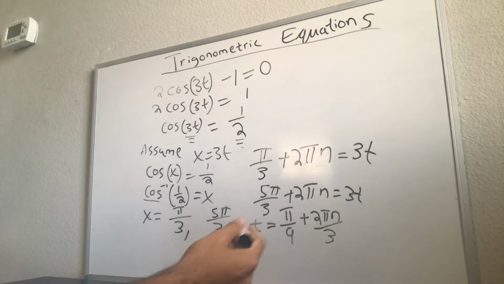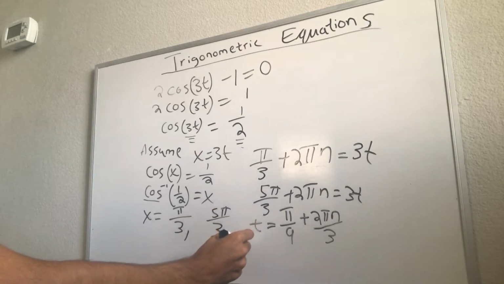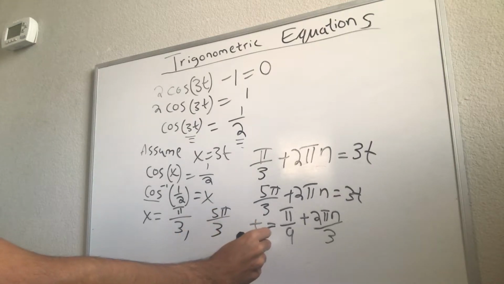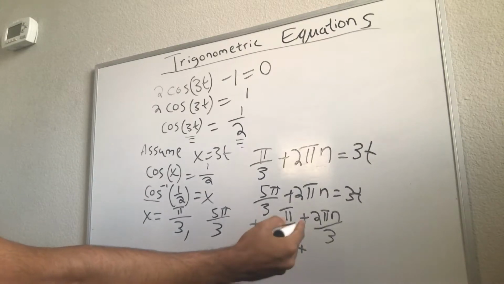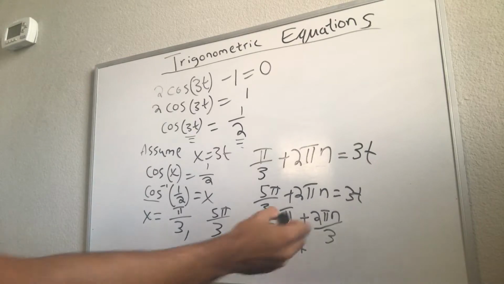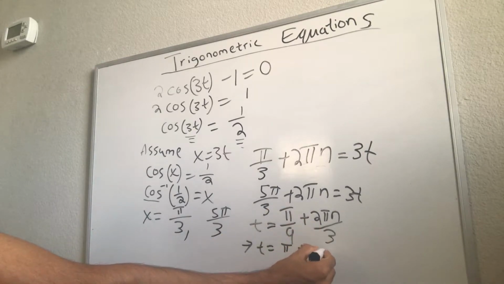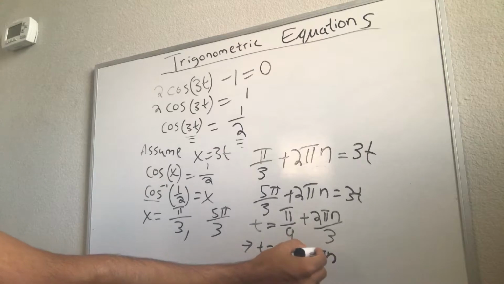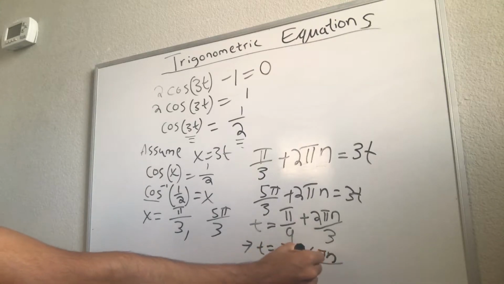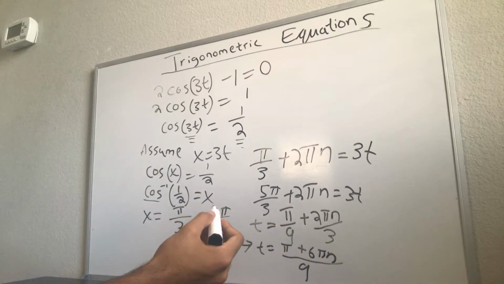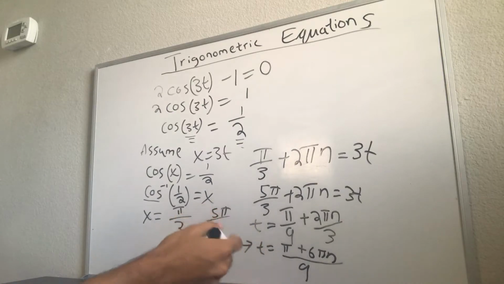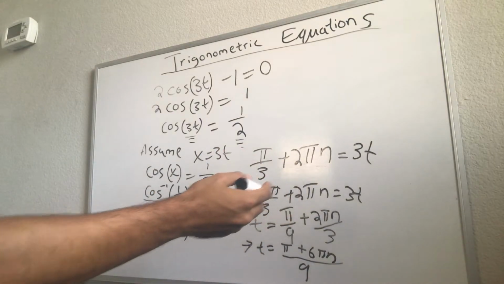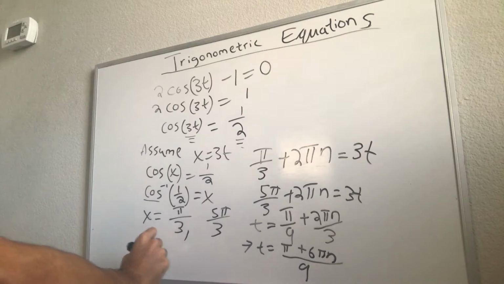And if you want, then obviously using the common denominator, you can say t is equal to pi plus, and then multiplying 2 pi n by 3, we get 6 pi n, right? Pi plus 6 pi n over 9. So really we have this. Similarly, we would do the same thing for the other equation, and so we divide both sides by 3 again. Here, let me just do it over here.